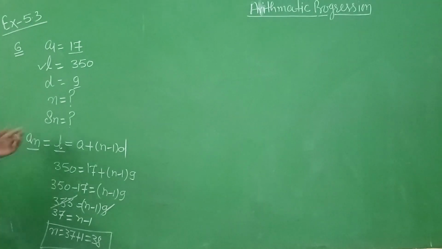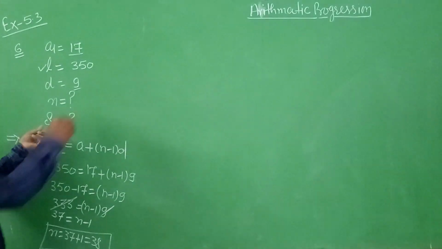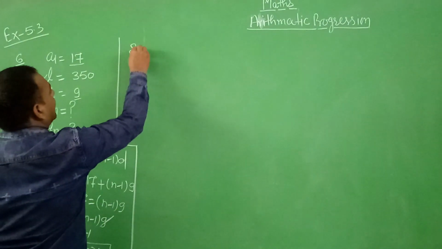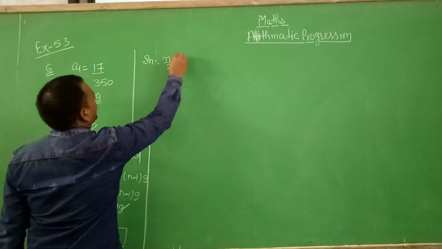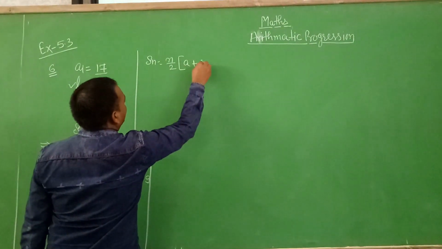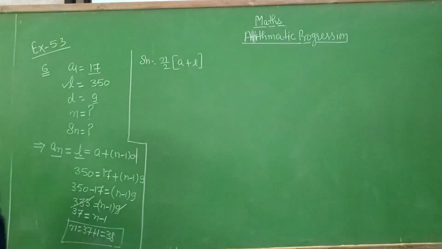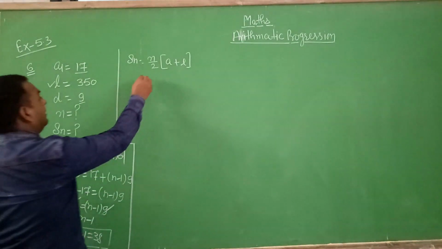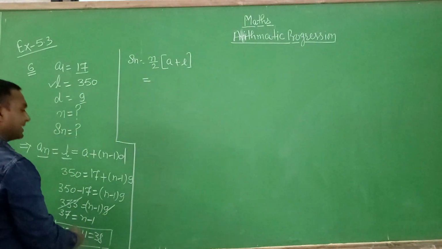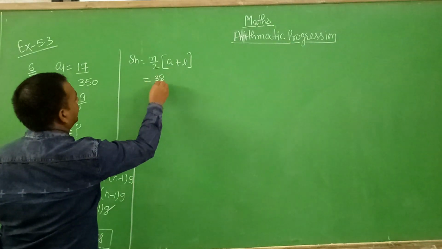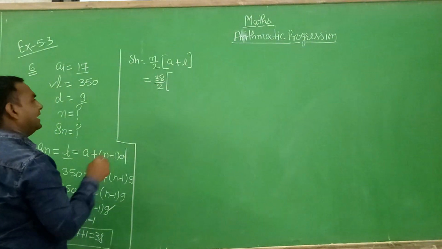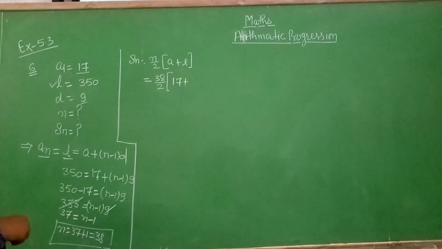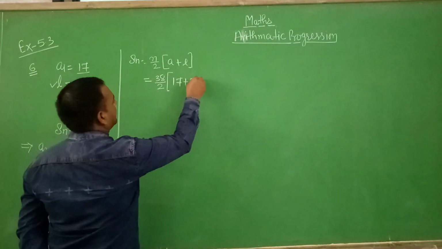The second question is that you find Sn. Sn means the sum of the n terms. So you apply the sum formula: Sn is equal to n by 2 bracket a plus L. Because the last term is given, you apply the formula n by 2 bracket a plus L. Here n by 2, the value of n is 38, so 38 divided by 2. The first term a is 17, plus the last term L, which is 350.